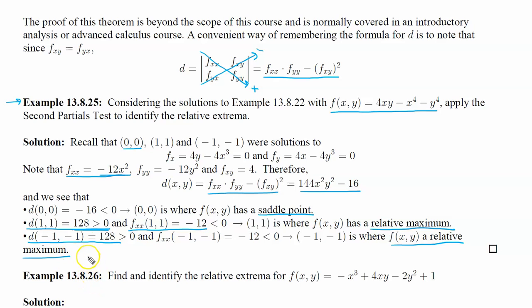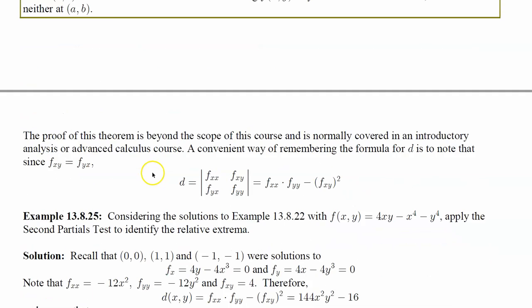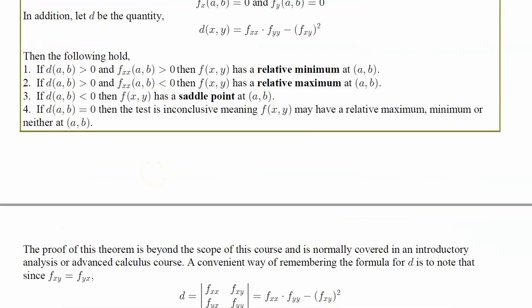Okay, and so there you go. That's how we apply the second partials test. You just have to determine which of these cases right here you fall into. So we saw that for this example, which was also the previous example, we fell into these two cases. This held and this held, so we had a relative maximum. And we also had the case where we had a saddle point.